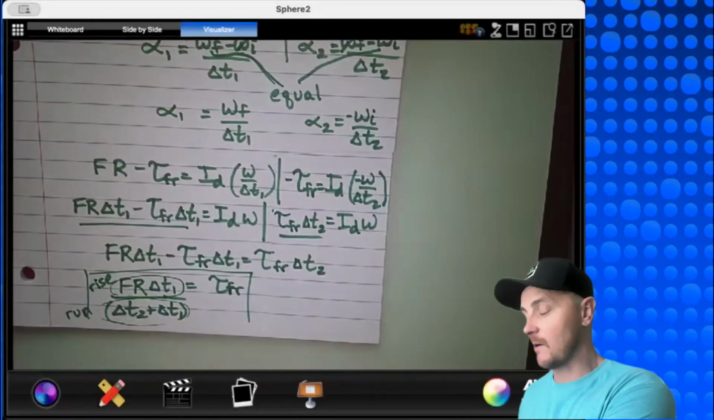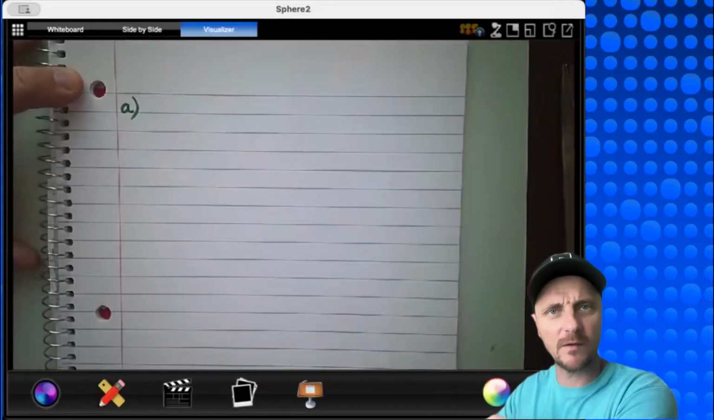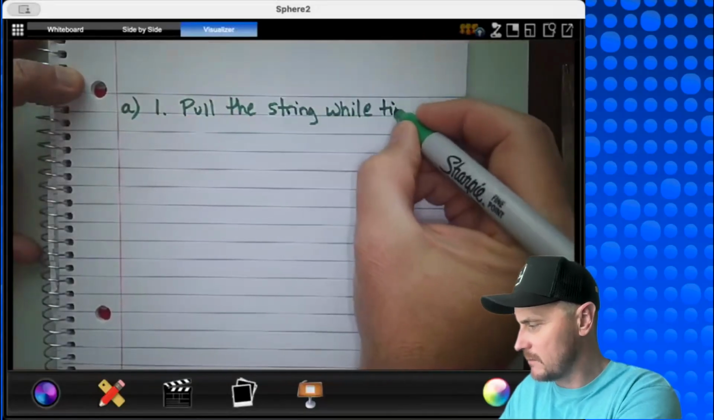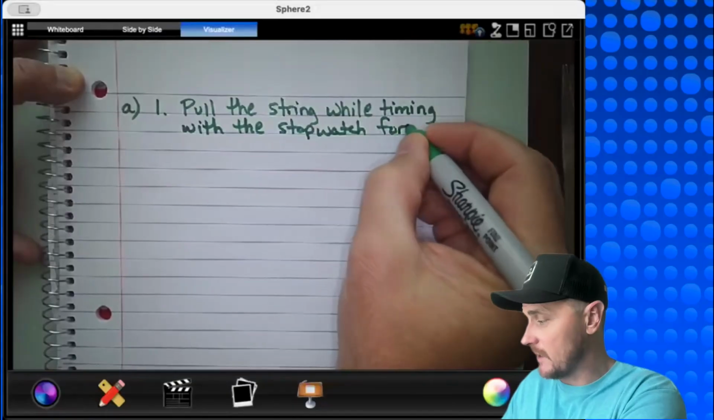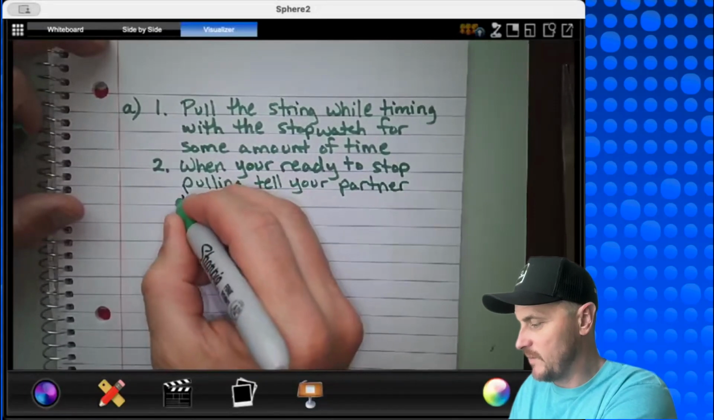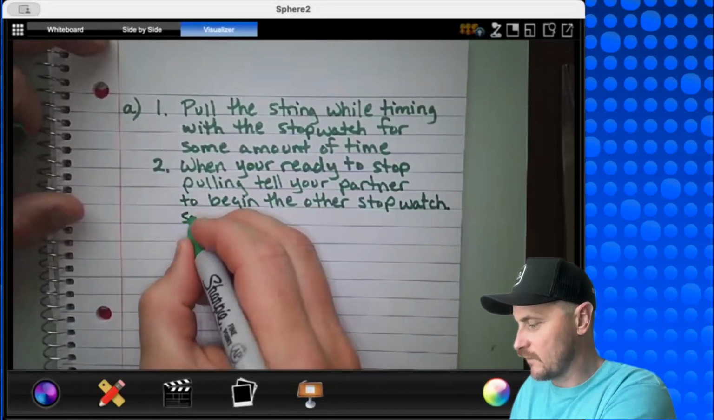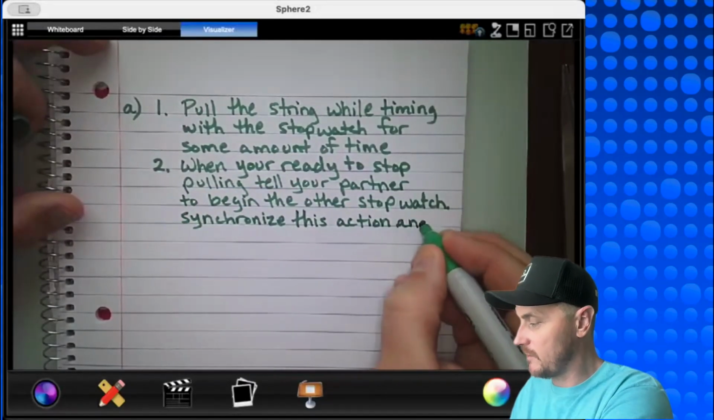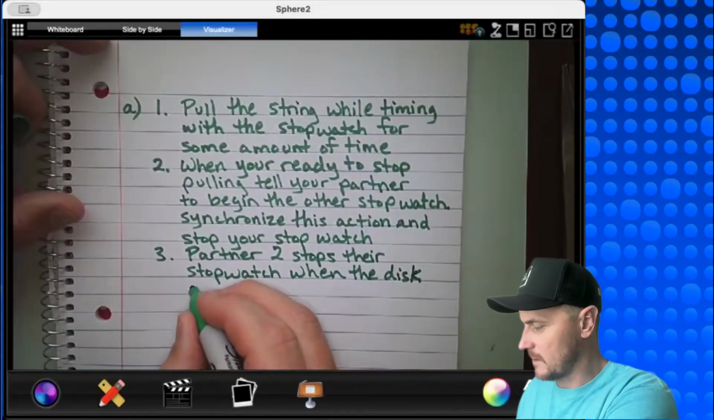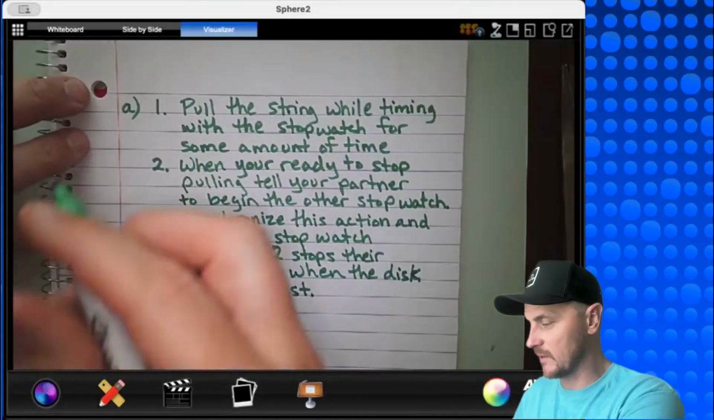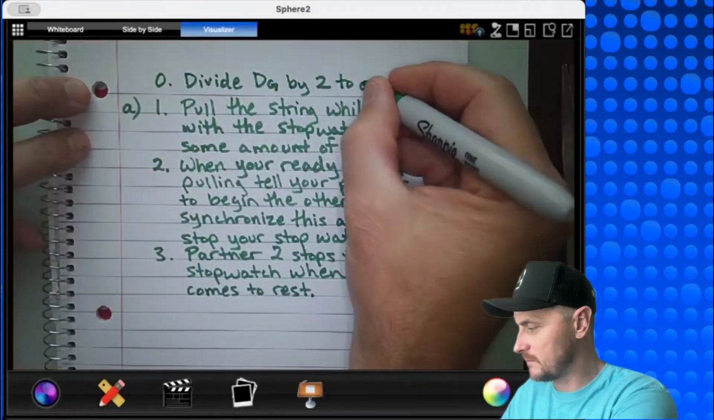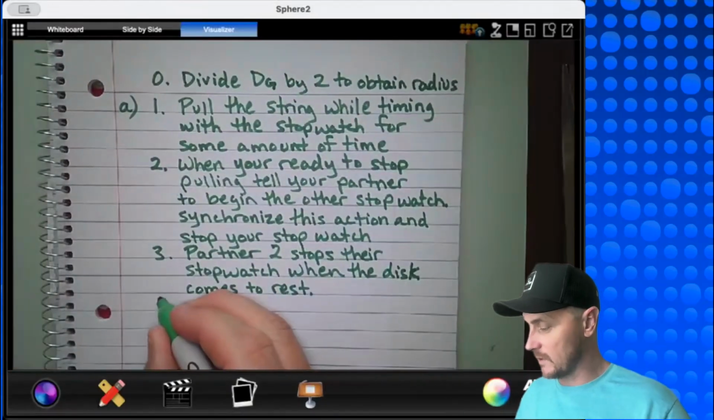We need to write a procedure for how we got all of these quantities experimentally. All right, so part A, here's my procedure. 1, pull the string while timing with the stopwatch for some amount of time. Number 2, when you're ready to stop pulling, tell your partner to begin the other stopwatch. Synchronize this action and stop your stopwatch. Partner 2 stops their stopwatch when the disk comes to rest. And I totally forgot we need to talk about the radius. So I guess step 0, divide dg by 2 to obtain radius. Awesome.